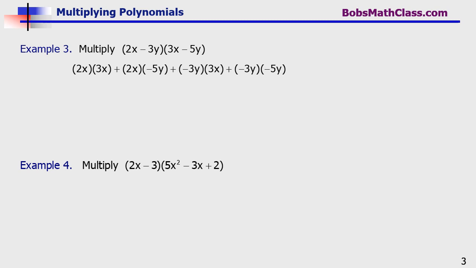2x times 3x, 6x squared. 2x times negative 5y, negative 10xy. Negative 3y times 3x is negative 9xy. Negative 3y times negative 5y, 15y squared, positive. Oh, in this one we could add the like terms. The two terms in the middle are called like terms. So a negative 10xy and a negative 9xy is negative 19xy.